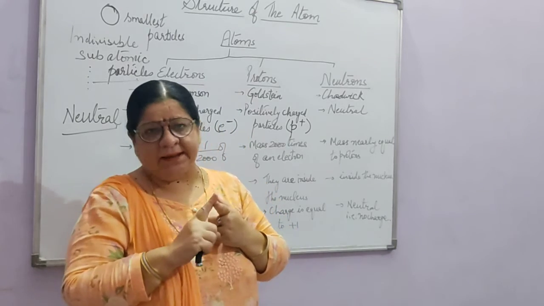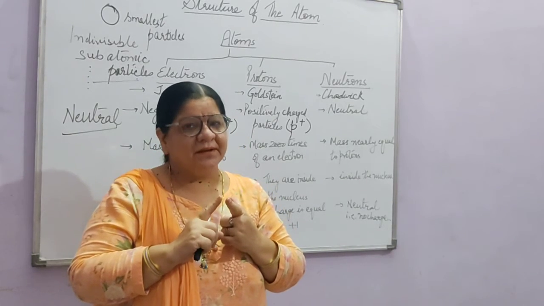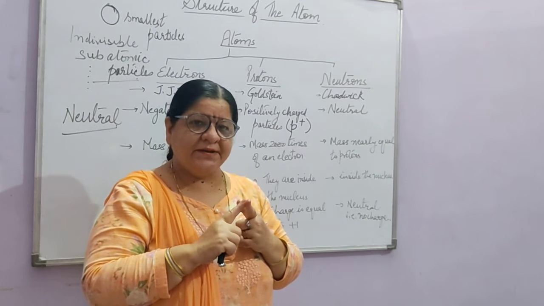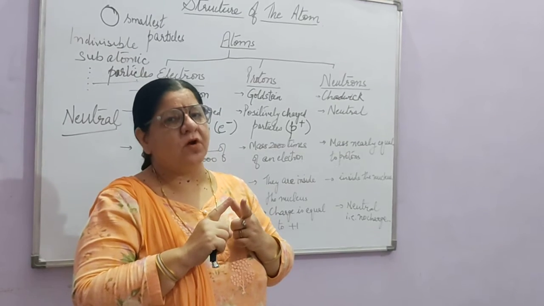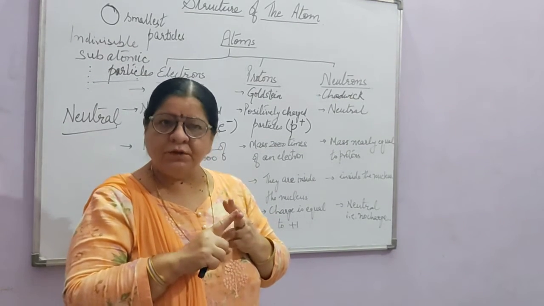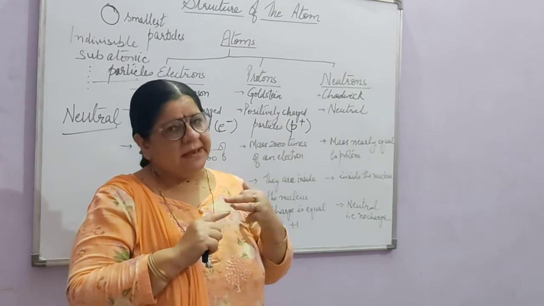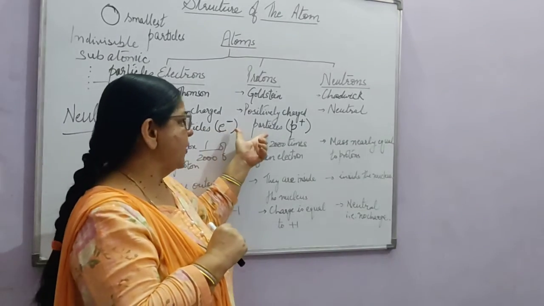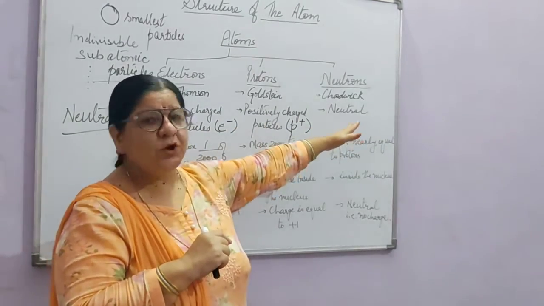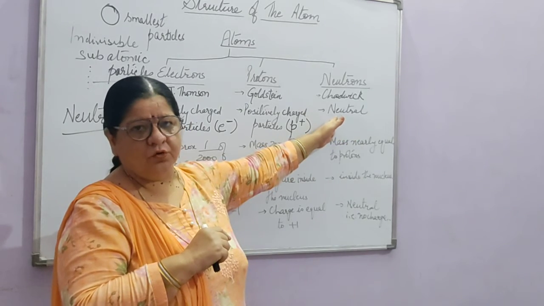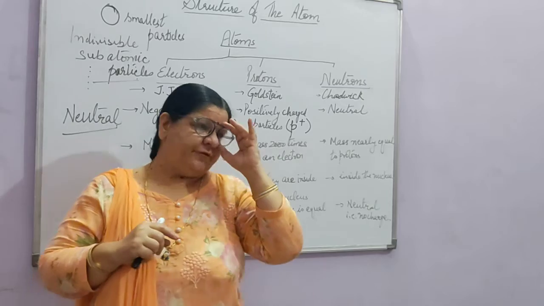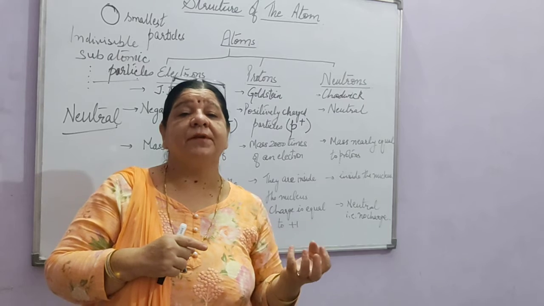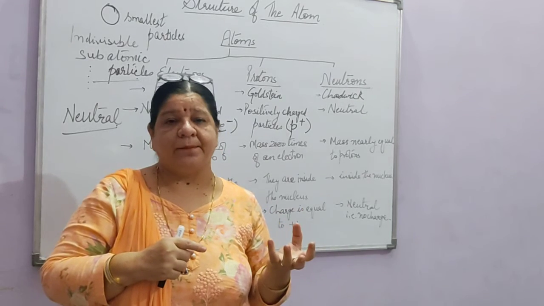That means the atom is not indivisible, it is divisible, right? And it is divided into subatomic particles called electrons, protons and neutrons. Electrons are negatively charged, these are positively charged, and these have no charge at all, that is neutrons. Right? Now, after this discovery was made, scientists started working on discovering the model of the atom.